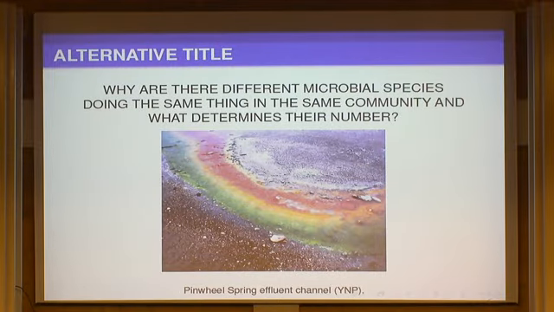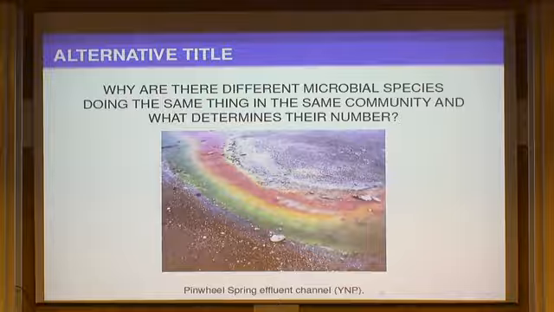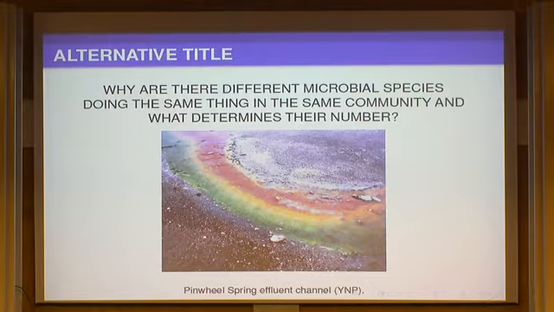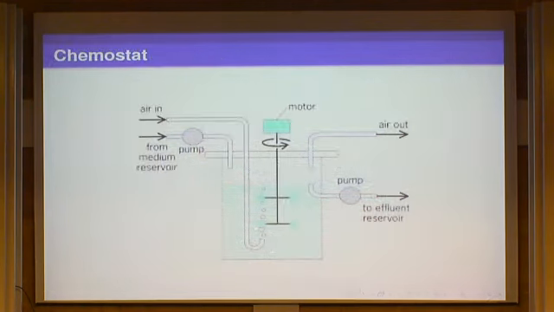Okay, so maybe the real title should be something like this: why are there different microbial species that do the same job in the same community, and how do you determine how many of them there are? There are different ways. You can have different species that do different things, and a lot of people have discussed that here. But this is not what I want to talk about. I want to look at various situations where you seem to have a bunch of things doing the same thing, basically, and why is that the case, and how many of them are there? Why aren't there more or less?